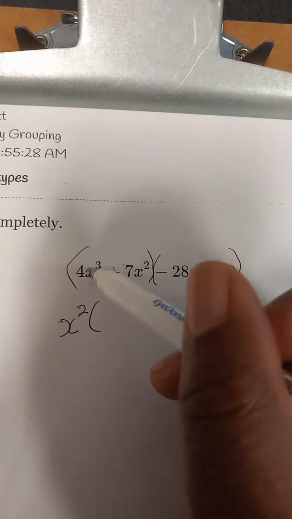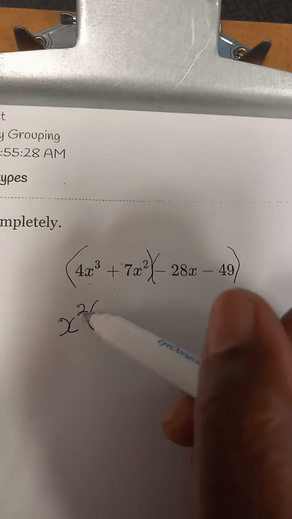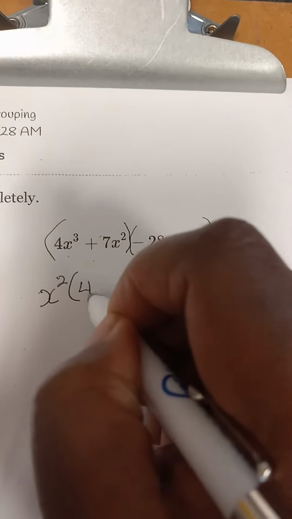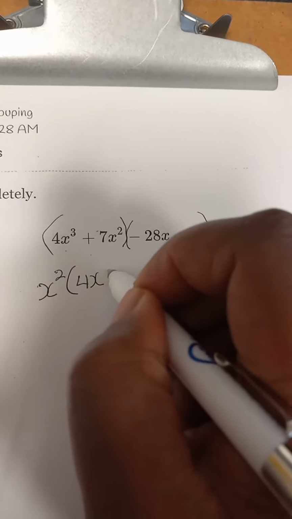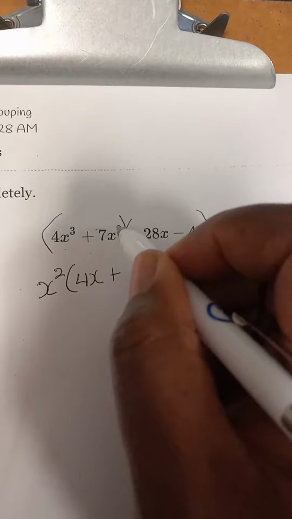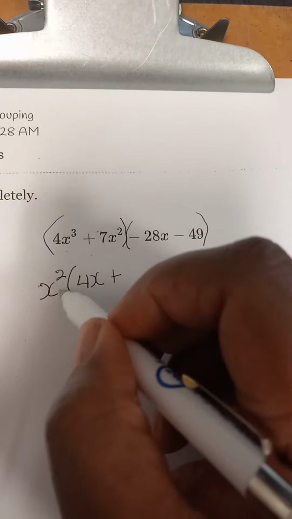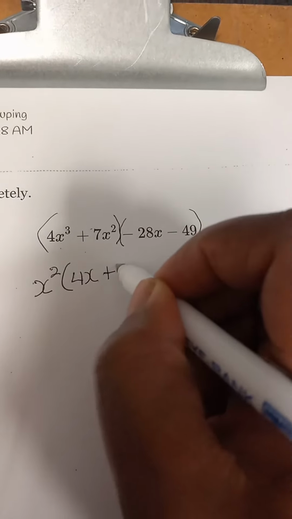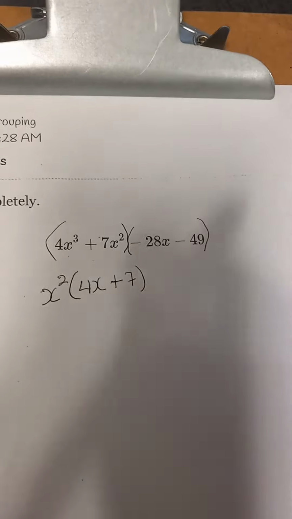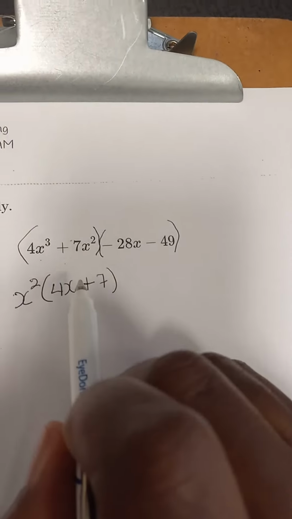So 4x to the third divided by x to the second is going to give us 4x. And then I have my plus, and I have 7x to the second divided by x to the second. We're going to have 7. So that's just for the first term.